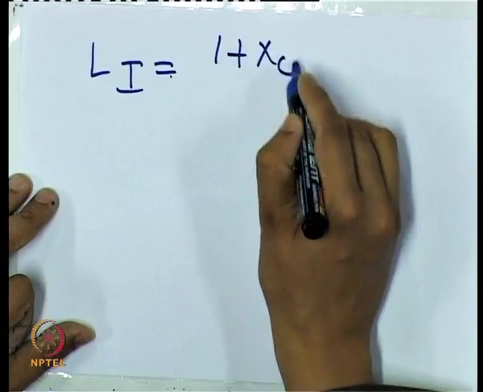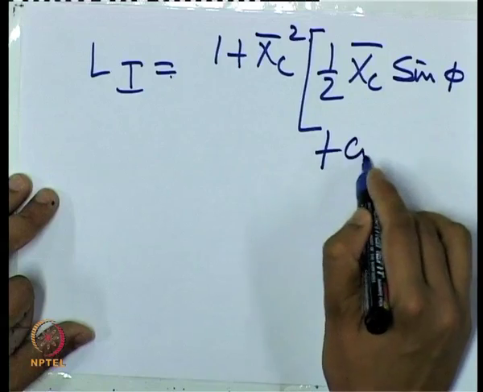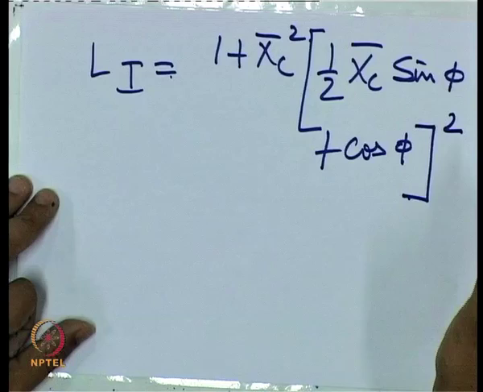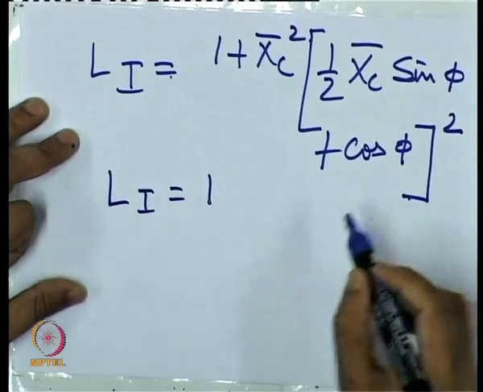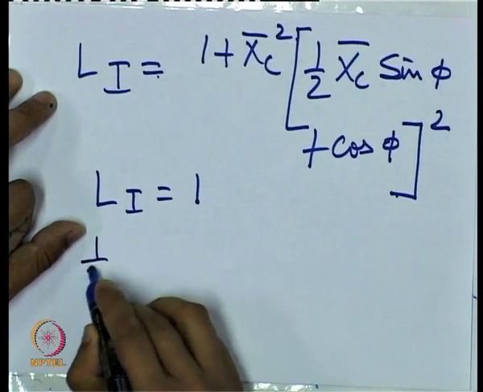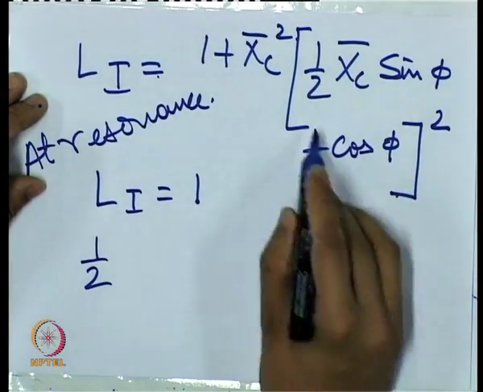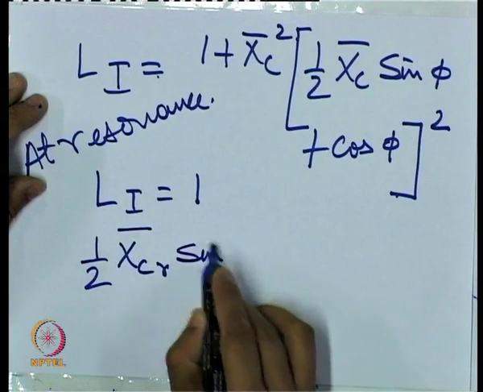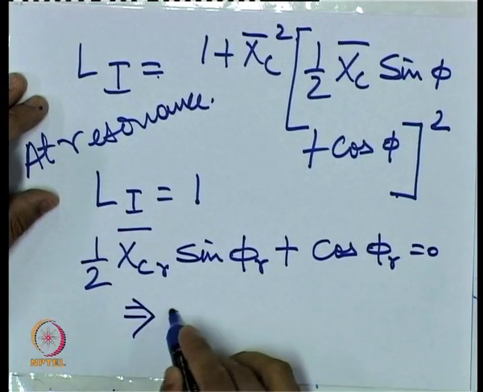And then the final value that comes out after doing this mathematical derivation is Li is equal to 1 plus XC bar square by 4, into (2 over XC bar sin phi plus cos phi) whole square. Now, the resonant frequency is the frequency at which this Li is equal to 1. So for Li to be equal to 1, the term within the square brackets has to be 0, and so we should have this at resonance, and from this we can get a relation.